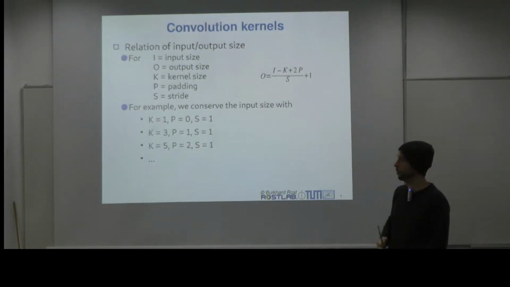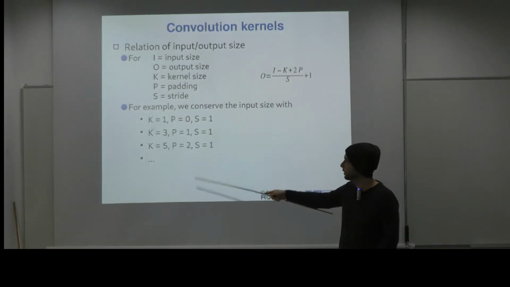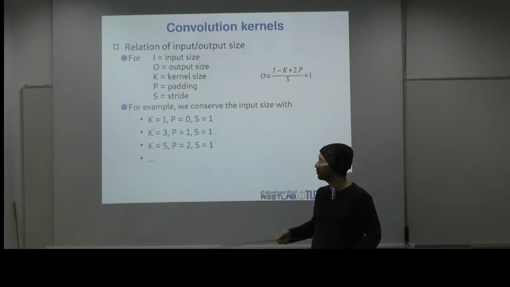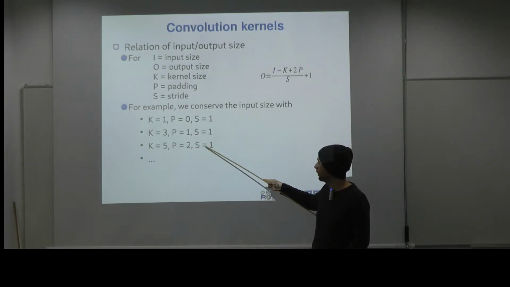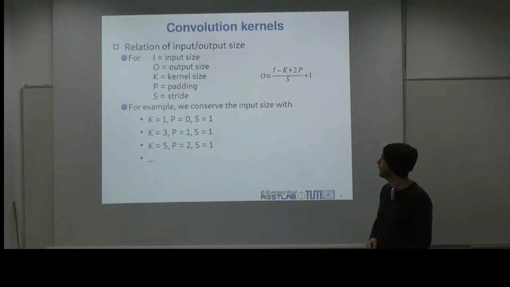We want to conserve this throughout the whole architecture. And then we can use combinations like this. So for example, when you have a kernel with 5 by 5, depends on what kind of receptive field you want, you can use a padding of 2 and a stride of 1, and you will conserve the size. It's going to be the same in the output for that layer. Okay?